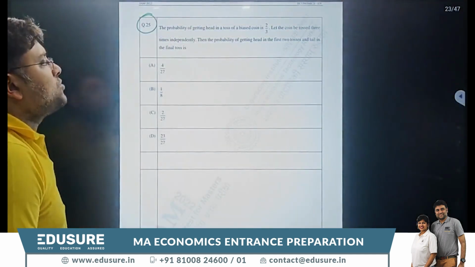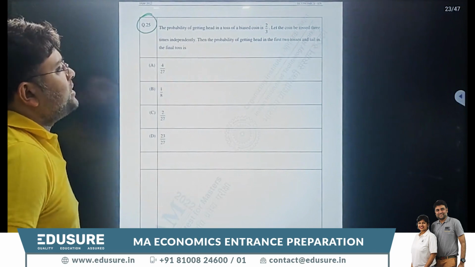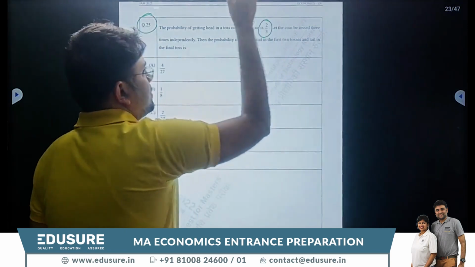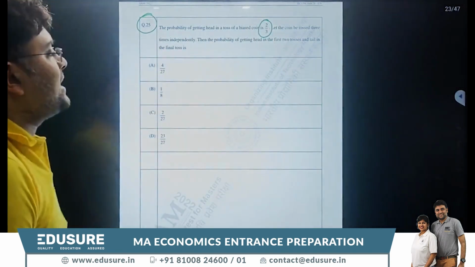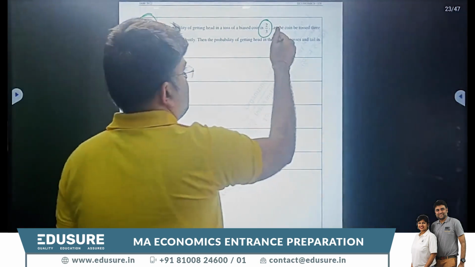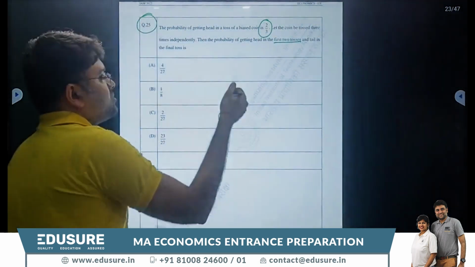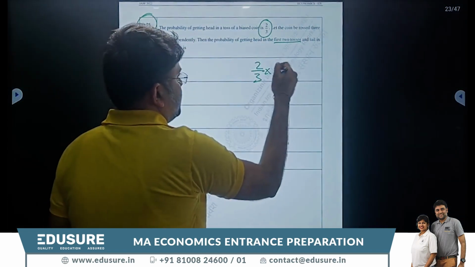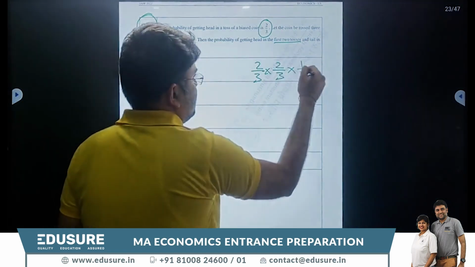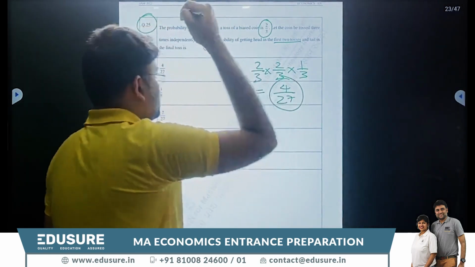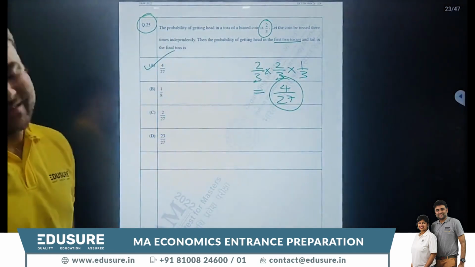IIT JAM 2022 question number 25. The probability of getting head in a toss of a biased coin is 2/3. Let the coin be tossed 3 times independently, then the probability of getting head in the first 2 tosses and tail in the final toss. So first 2 tosses is head and then tail. As simple as that.